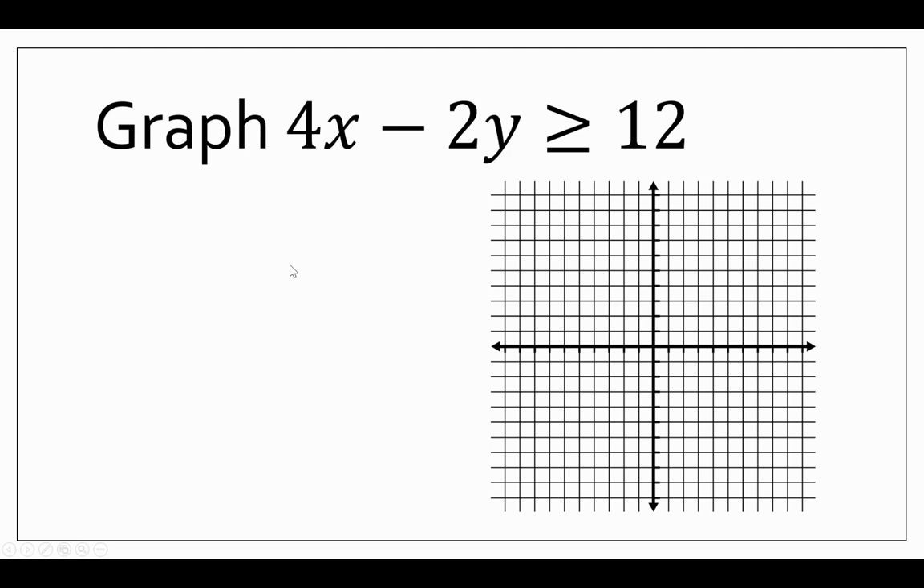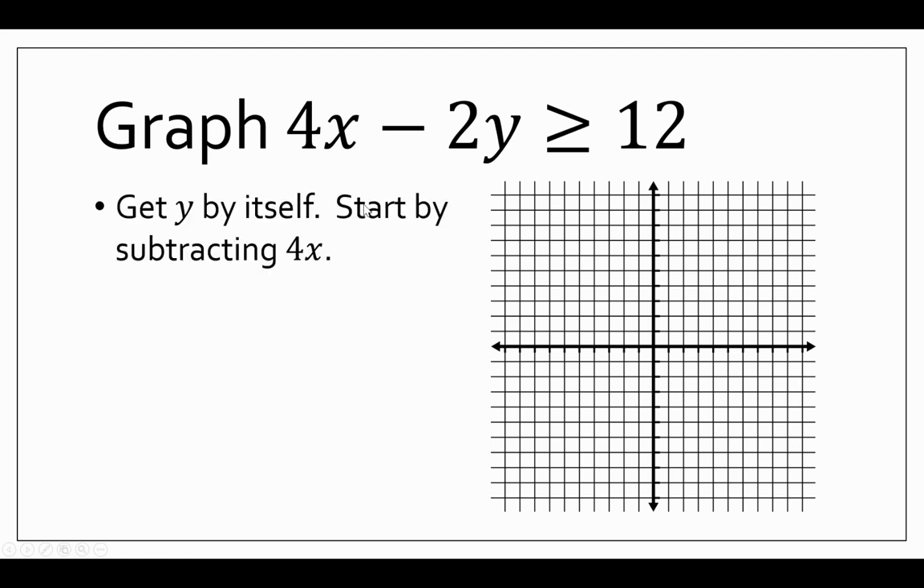Moving on, we're going to get a couple of problems that look like this. This is not our standard format. We have to move things around to get them into our standard format. So when we see this, 4x minus 2y is greater than or equal to 12, the first thing we want to do is subtract 4x from both sides. The goal here is to get y by itself. So we subtract 4x, we get negative 2y is greater than or equal to negative 4x plus 12.